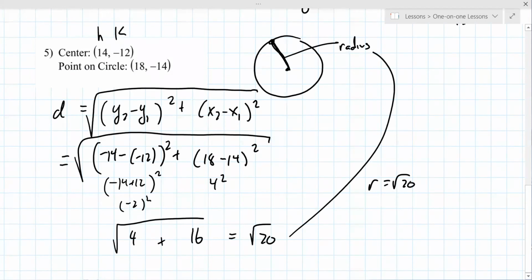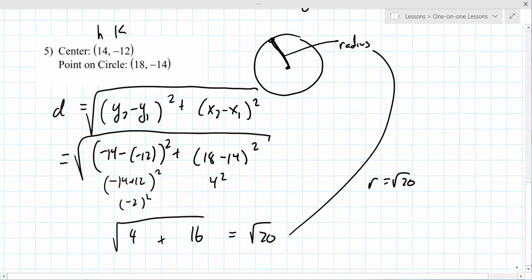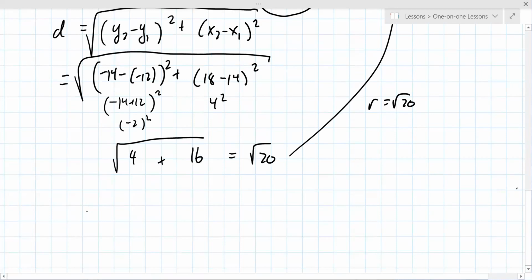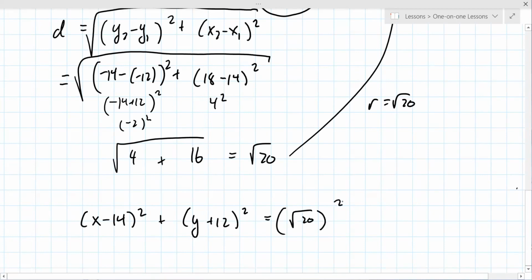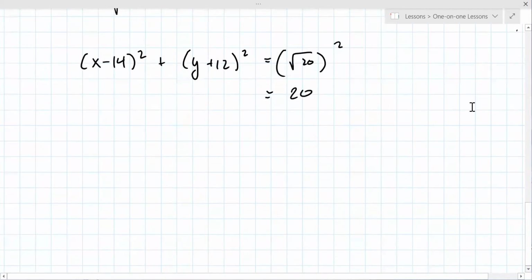So now we're back to the first 4 problems. We just write them right out the formula, or just substitute in for the formula. So we got (x minus 14) squared plus (y plus 12) squared equals the square root of 20 squared. And so that on the right there, that becomes just 20.